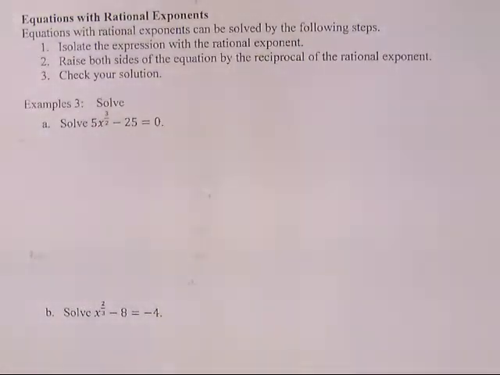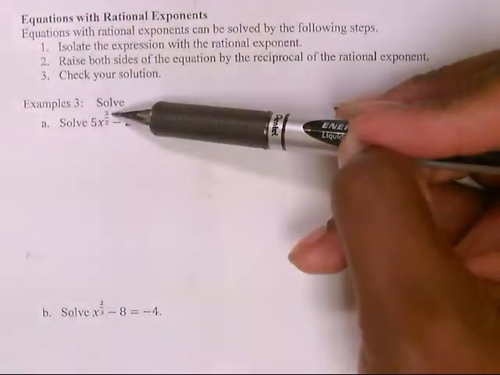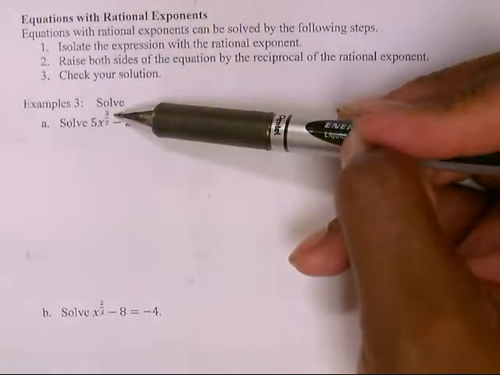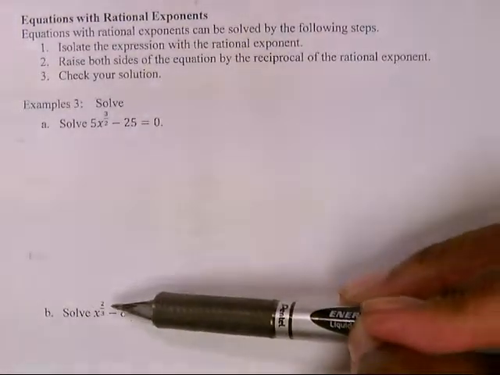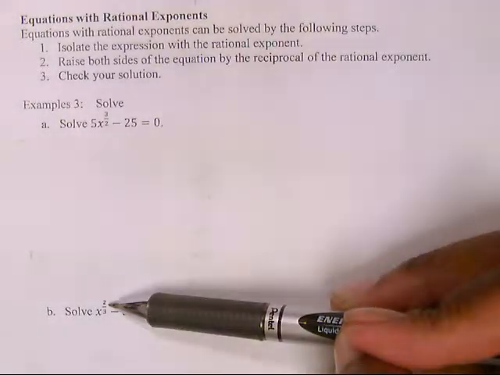Now I do need to give you a little bitty tip on this one. If the numerator in that rational exponent is odd, we do not use a plus or minus symbol. However, if it's even, then you're going to need the plus or minus symbol in this case.